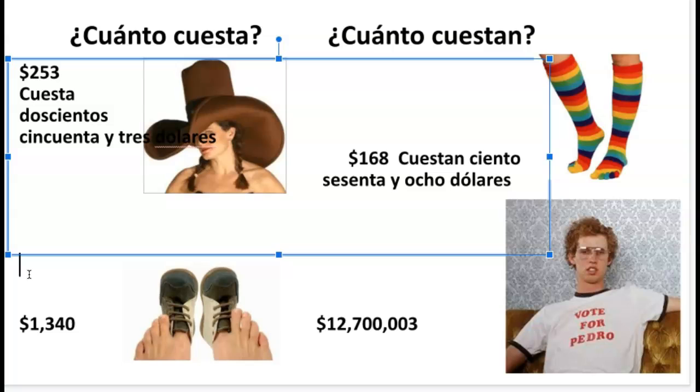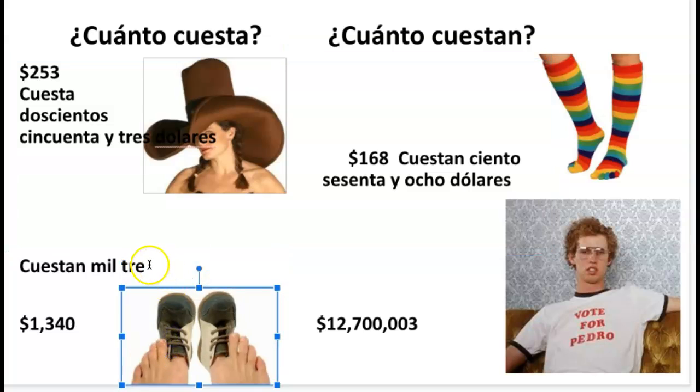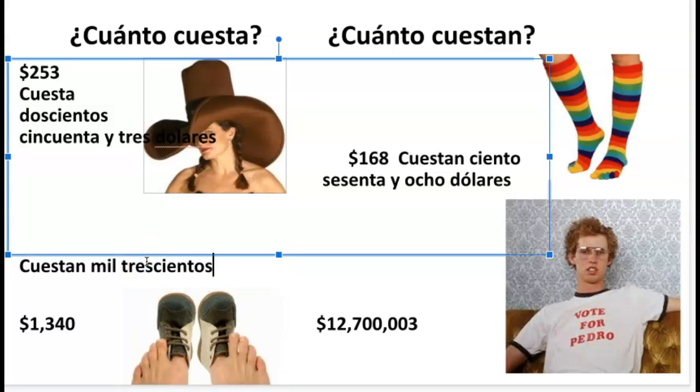Well, to answer, let's see if you can figure out how to answer. Let's get our number down too. Start with your verb. Cuestan. Ooh, 1,000. Remember, there's no un, it's just mil. Then we move on down, shoes. $340.